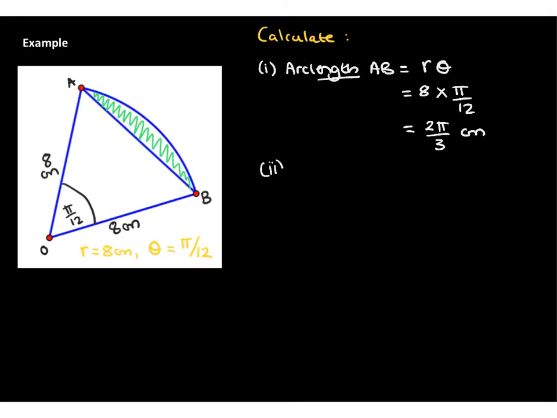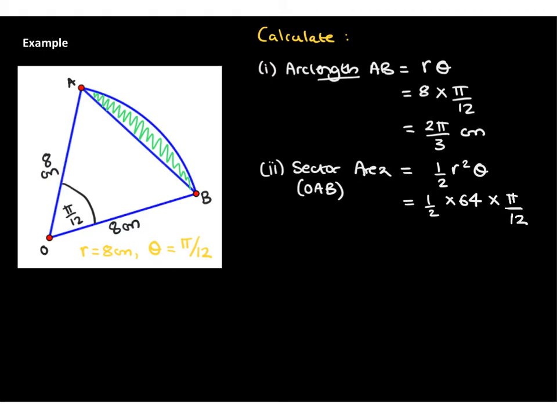Now, what about the sector area? So we're going to work out the area of the sector OAB, which, using our new formula, is equal to a half r squared multiplied by theta. So that's a half multiplied by 64, which is 8 squared, multiplied by the angle pi by 12, which gives me an answer of 8 pi by 3 centimetres squared. Remember, it's an area that we have worked out here.